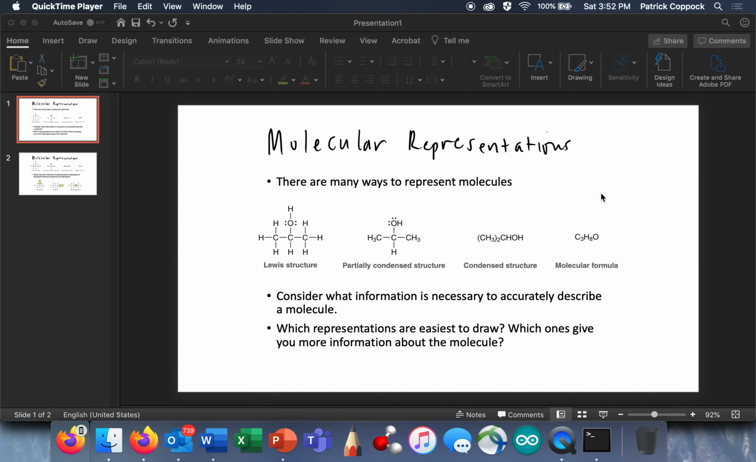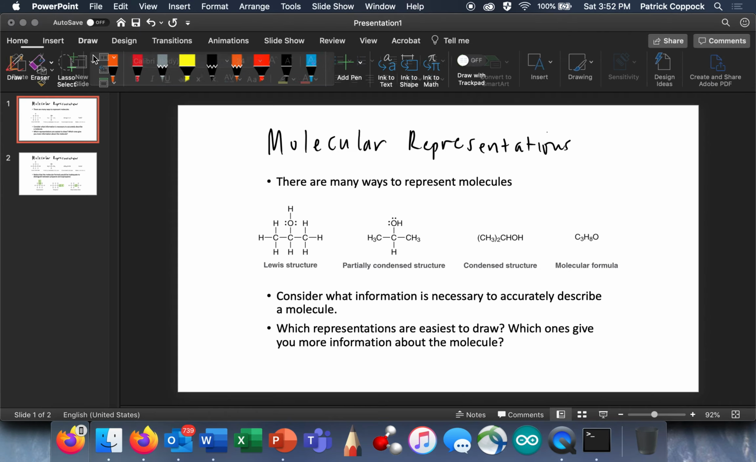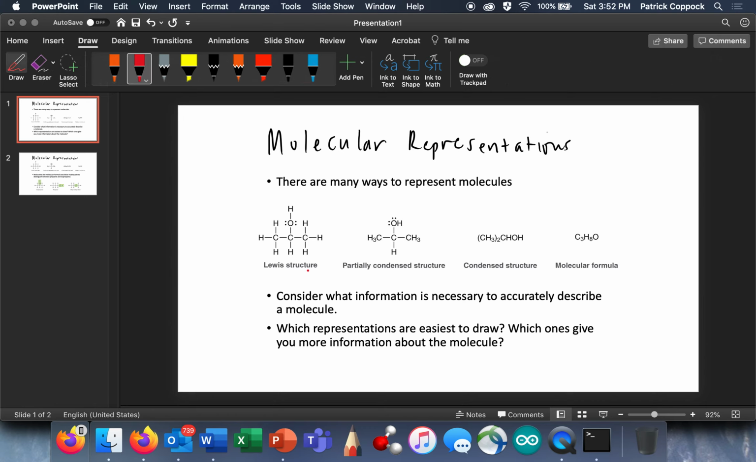Okay, so we're going to talk about molecular representations here, and this is something with which you're probably pretty familiar, but we're going to try to appreciate why it's so important in organic chemistry. So we've got several different kinds of representations that we are going to be using: Lewis structures, right? Full Lewis structures, partially condensed structures.